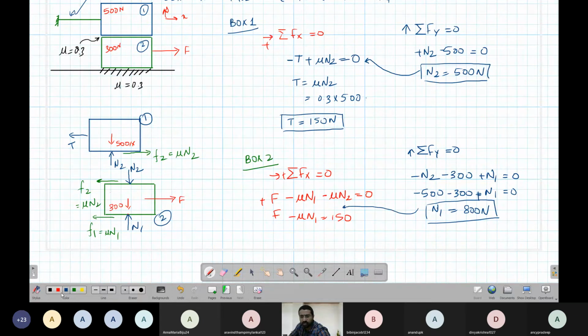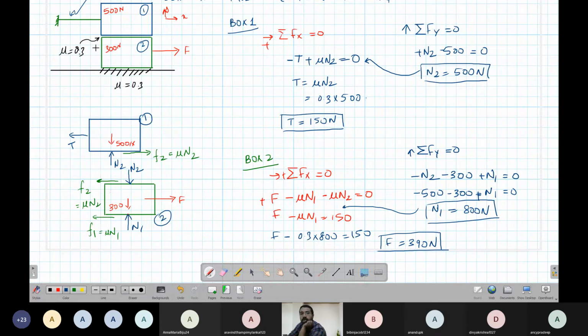Okay. So what will you get? F minus mu, which is 0.3, times 800 equals 150. So this gives me F equal to 150 plus 0.3 times 800, which is 390. If 390 Newton is applied, what will happen?